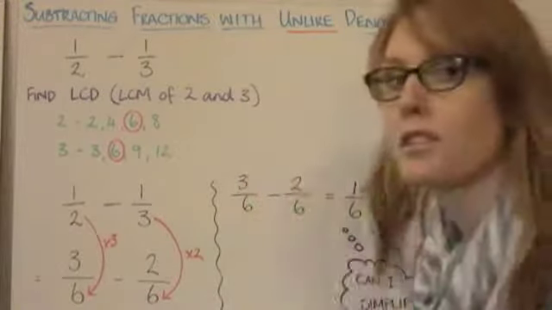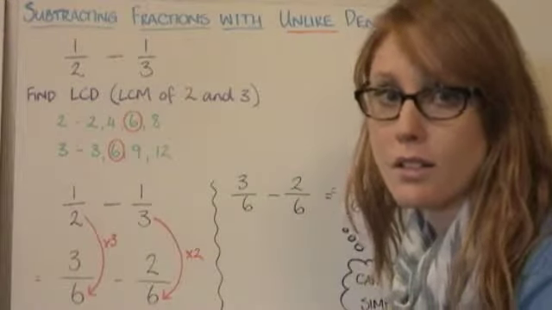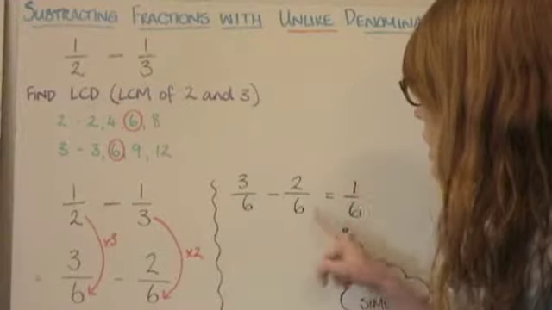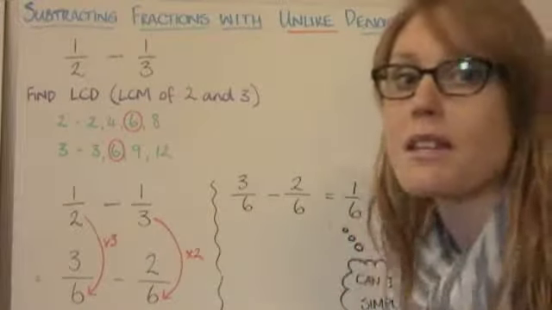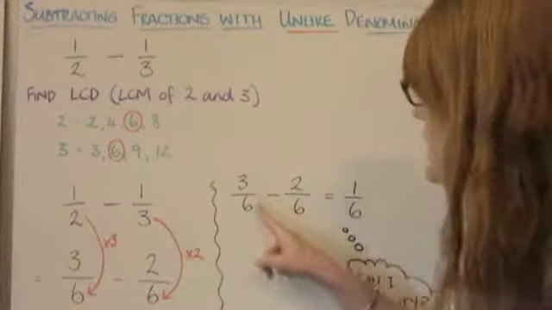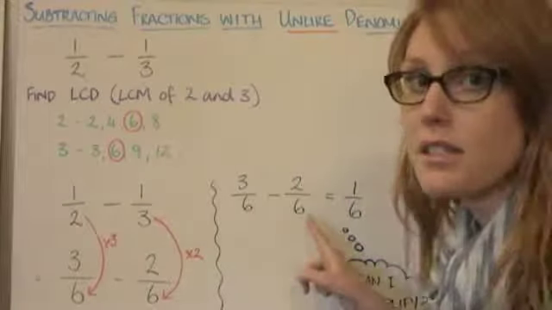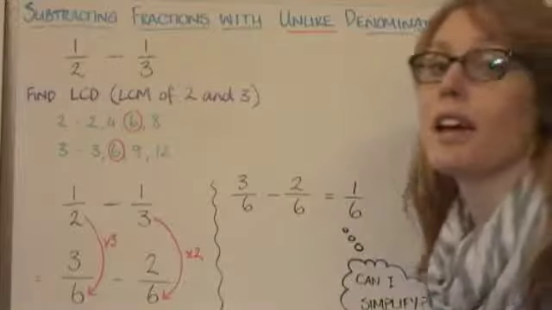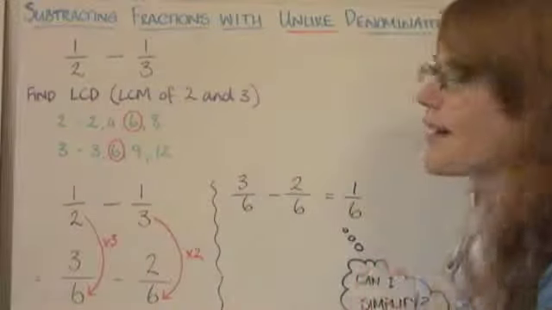We subtract the numerators, but we don't subtract the denominators. It just stays the same. So 3 take 2 is 1, and 6 stays the same as our denominator. So 3/6 take away 2/6 equals 1/6. Again, can I simplify? If you can, go ahead, but in this case, we can't.